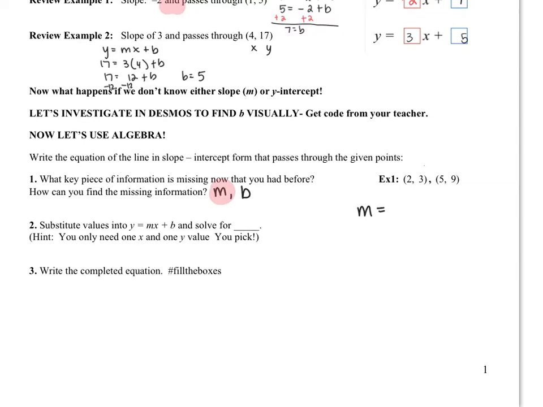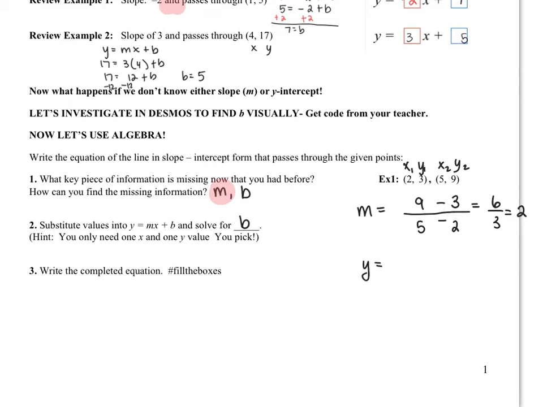So I'm going to set up my y2 minus y1 over x2 minus x1. So I know we've got an x and a y, an x and a y. 1's come first, 2's come second. So I'm going to do 9 minus 3, y2 minus y1, over 5 minus 2, x2 minus x1, which will give me 6 over 3, which will give me a slope of 2, which is also what we found in Desmos. Now I can substitute my values in to solve for b.